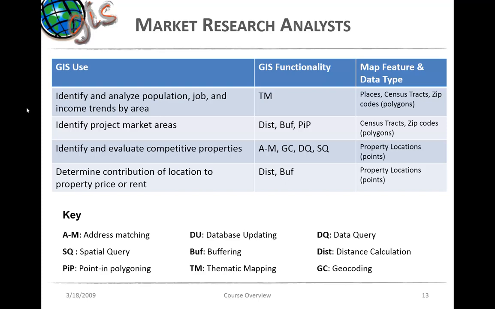to actually use these values. Maybe they won't use all of this, maybe some of this, to actually generate the inputs for their models. So again, GIS can be extremely critical for a market research analyst.